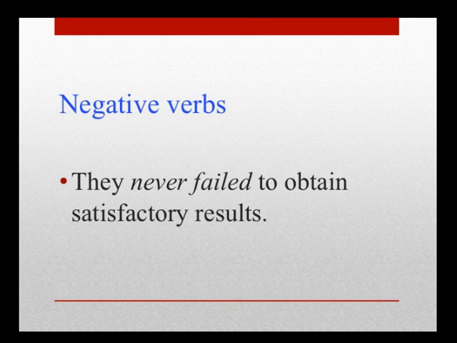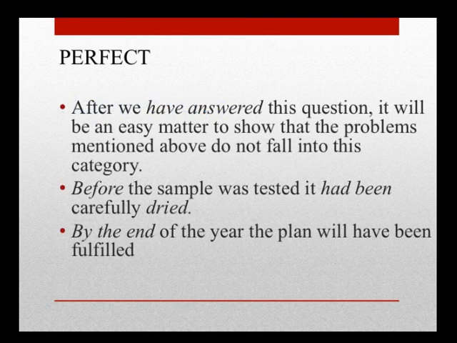Or they never failed to obtain satisfactory results. Again, we have double negation. Они всегда были способны достичь или получить удовлетворительный результат. Right. So, in this kind of structures, we better use antonymous translation. Okay? Opposite translation.